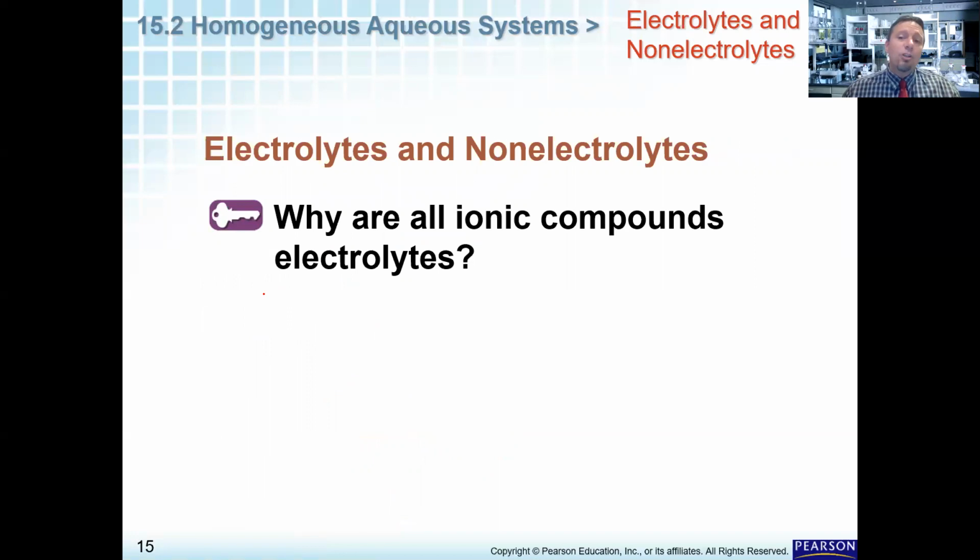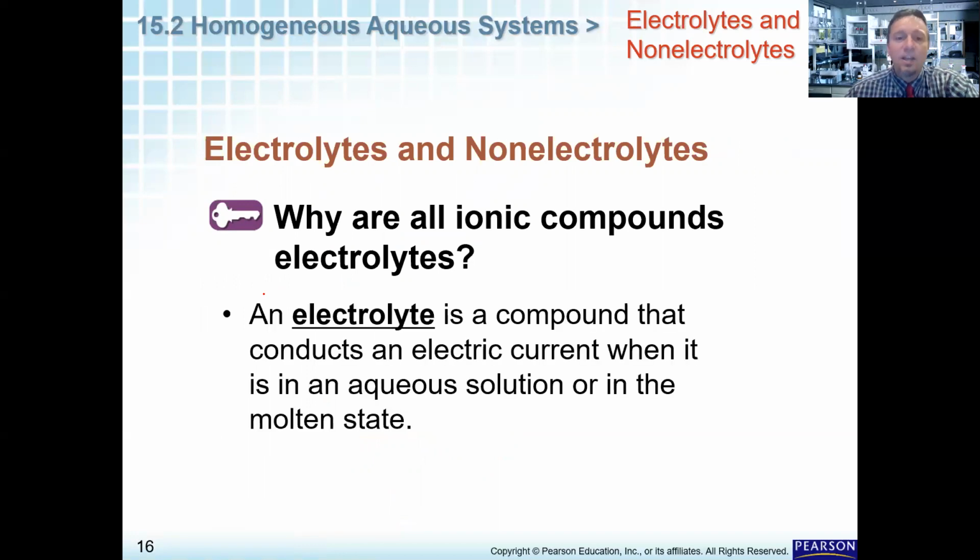Now we're going to talk about electrolyte and non-electrolyte. So what does that even mean? Let's break this down. Why are ionic compounds called electrolytes? So let's define it. An electrolyte is a compound that conducts an electric current when it is in an aqueous solution or in the molten state. So when you think about an ionic compound, think back all the way to chapter 7.